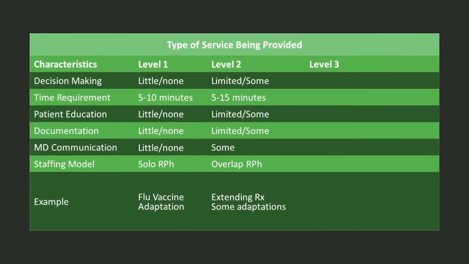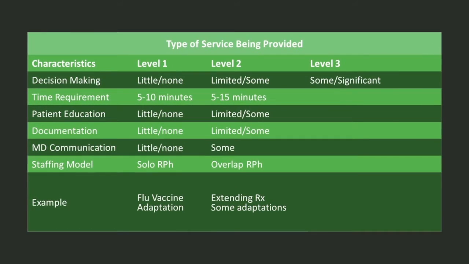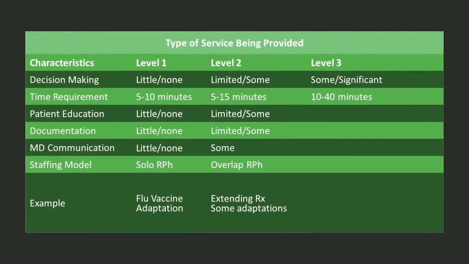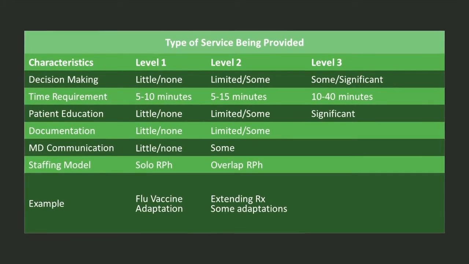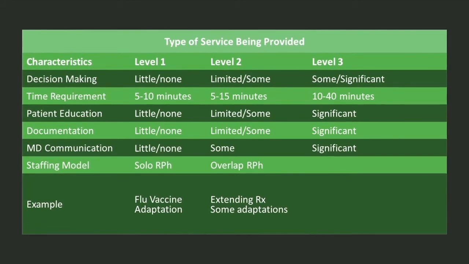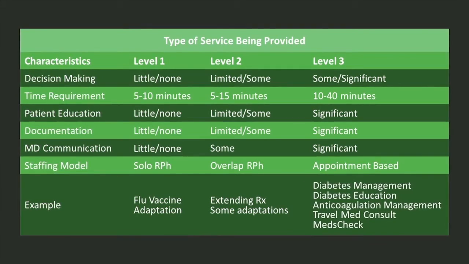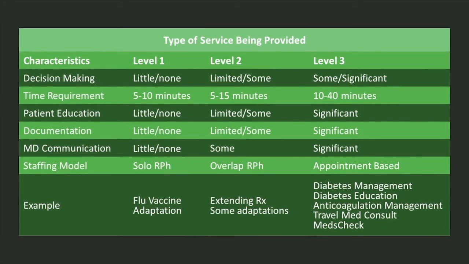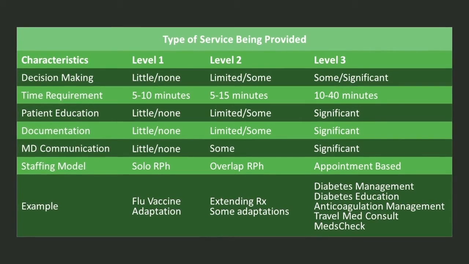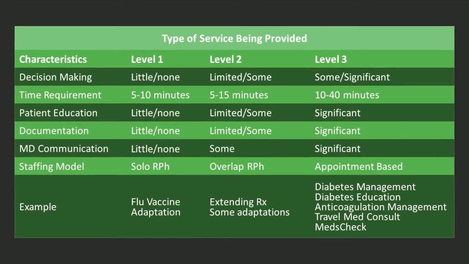A Level 3 service requires some or significant amount of decision making. The time requirement can be anywhere from 10 to 40 minutes, and the amount of patient education, documentation, and physician communication is significant. This staffing model requires appointments. Examples of these Level 3 services include diabetes management, diabetes education, anticoagulation management, travel medication consultation, or conducting a proper meds check.